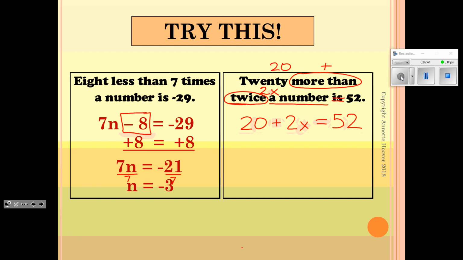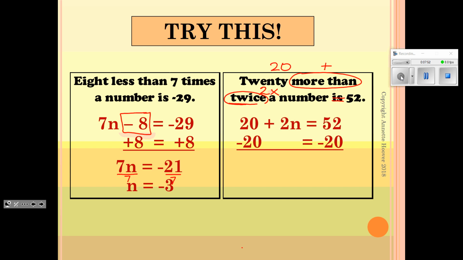Locate our variable, which is right here. We're going to move what's not attached to the variable first. So we're going to move the 20 to the other side of the equation first. So we're going to subtract 20. That leaves 2n on the left side and 32 on the right side. Now we have to divide both sides by 2, and n would equal 16.